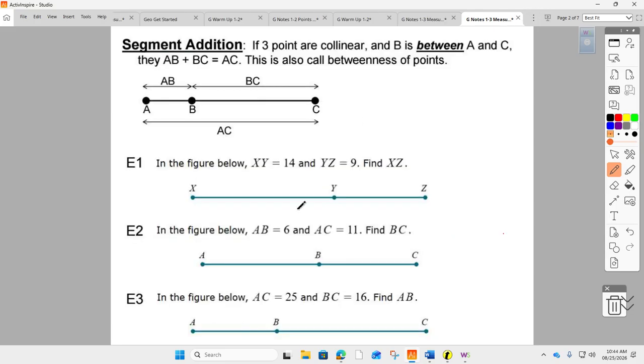Okay, so we're going to label XY is 14. YZ is 9. What is the length, or what is the distance between points X and Z? We just add them, right? So we know that length is 23.